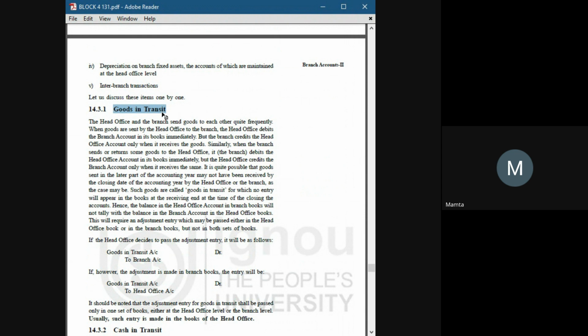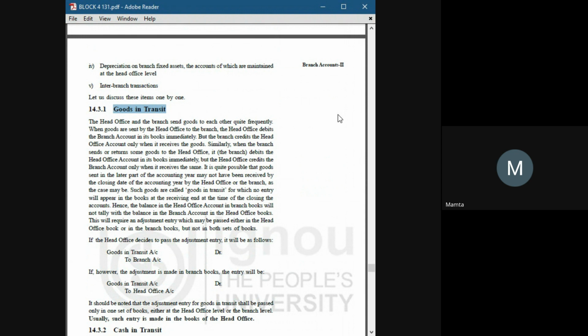So you just pass the entry. Whenever the head office sends goods to the branch, it passes the journal entry. But the branch will not pass the entry because they haven't received the goods yet. You have sent it via ship, and it will take a minimum of 7 days. Suppose the year ends in between. So how will it show a balance between both the accounts?